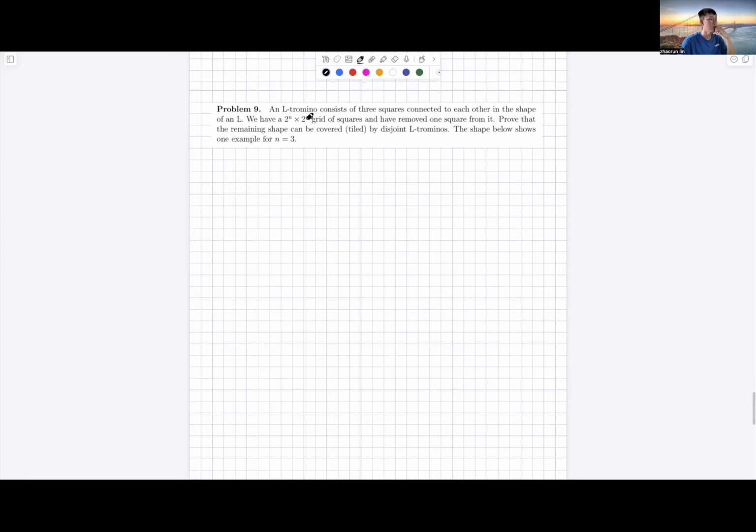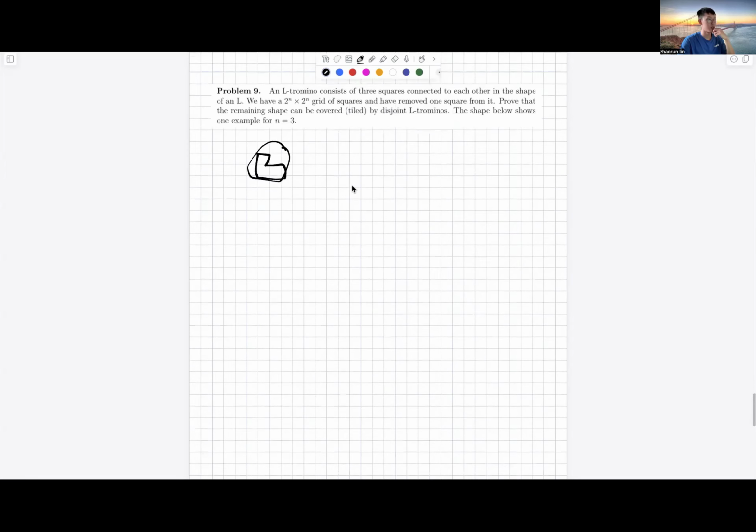problem. An L-tromino consists of 3 squares connected to each other in the shape of an L. So it's like this. This is an L-tromino. And we have a 2 to the power of n times 2 to the power of n grid of squares and have removed 1 square from it. Prove that the remaining shape can be covered by L-trominoes. I don't have the example. We can prove this by induction.